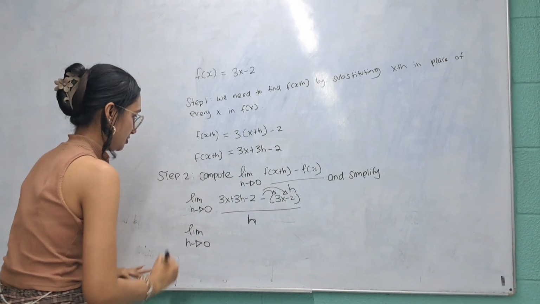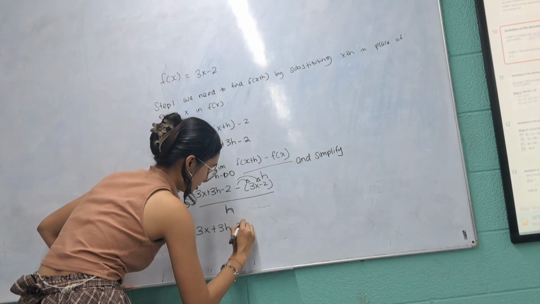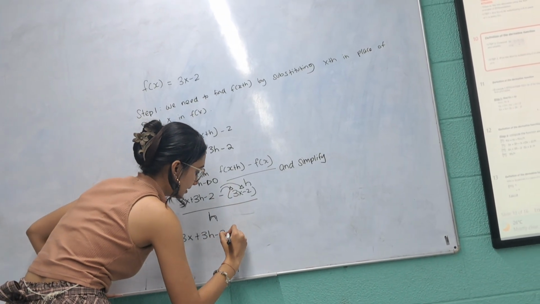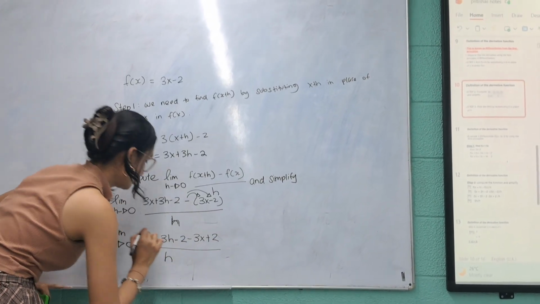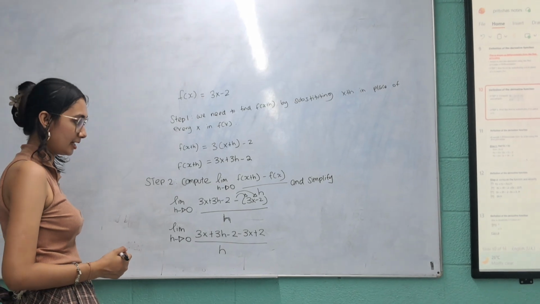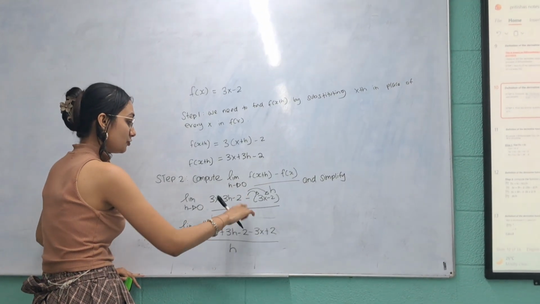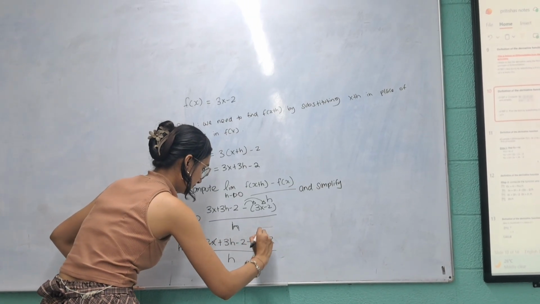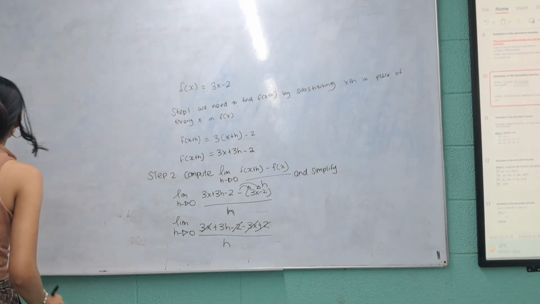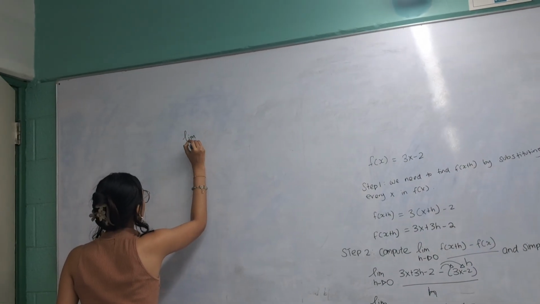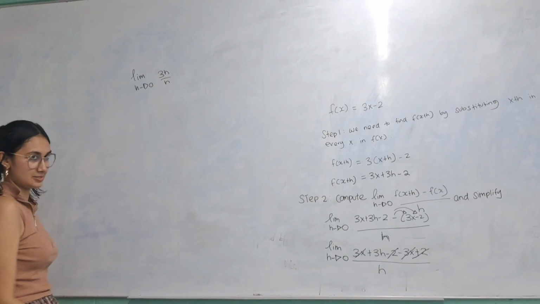Limit as h approaches 0, 3x plus 3h minus 2. This will become negative 3x and this will become positive 2 upon h. Can you see any common factors over here? Well, I can see 3x and negative 3x, negative 2 and positive 2. So they will cancel out. So we will be left with limit as h approaches 0, 3h divided by h.